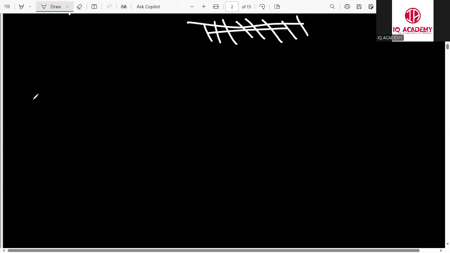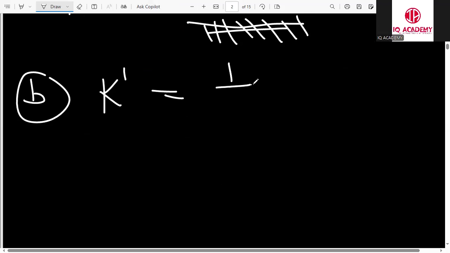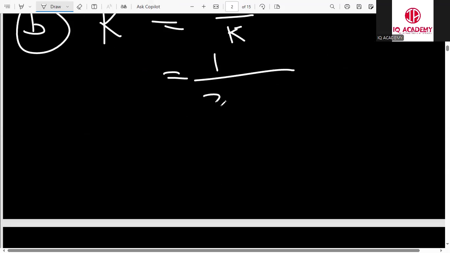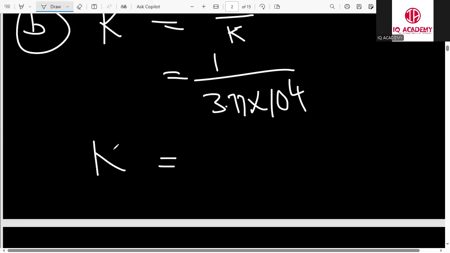We say that the equilibrium constant for the reverse reaction, indicated by K prime, is just equal to 1 divided by the equilibrium constant for the forward reaction. So to find this, we're just going to say 1 divided by the value of K, which is this guy here, 3.77 multiplied by 10 to the power 4. Whatever we find here will be the equilibrium constant for the reverse reaction. So let me punch this into my calculator.